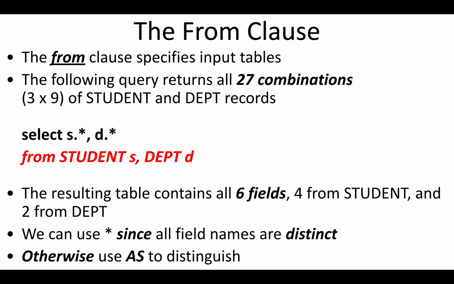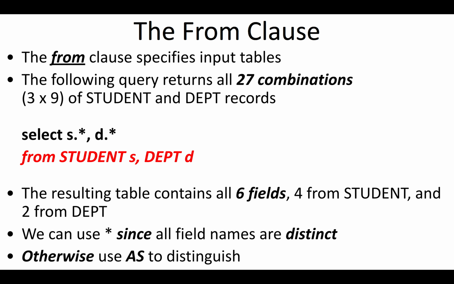All right, so going back to what we were talking about earlier, if you have more than one table, in this case, a student and a department, the default behavior is that we're considering all possible combinations of all the records of one of the tables with all the records of the other table. So in this case, we have three departments and nine students, and so there are 27 combinations of all departments with all the students.